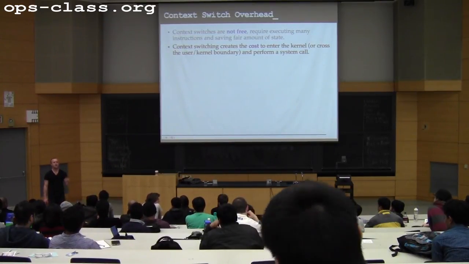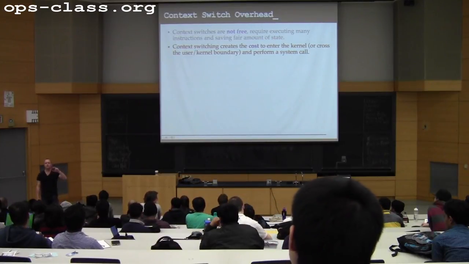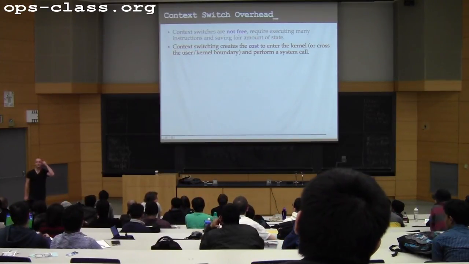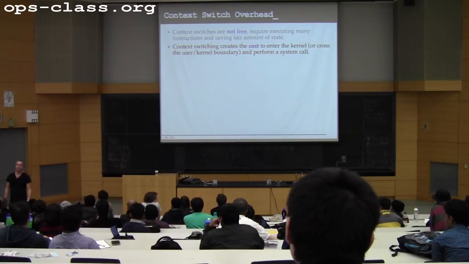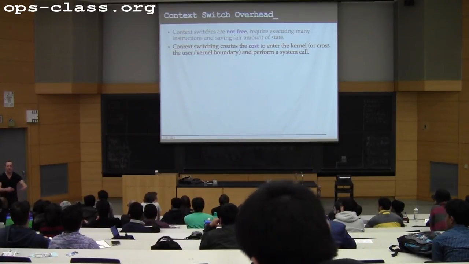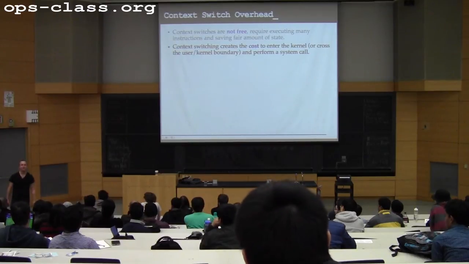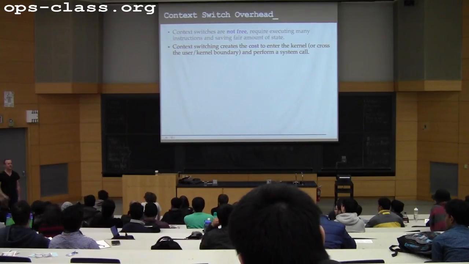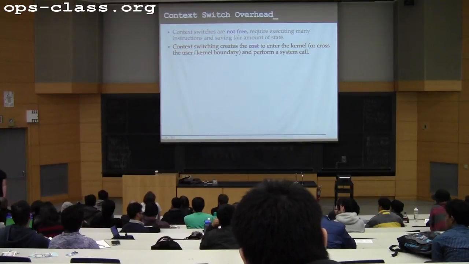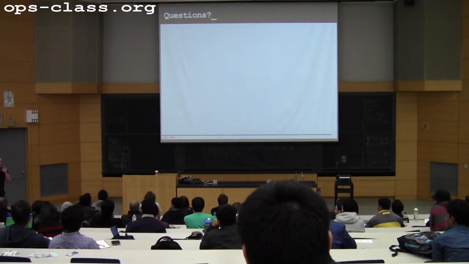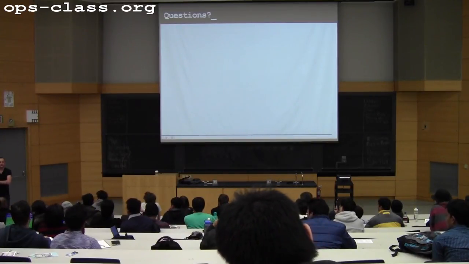If I do it too much, then there's a larger and larger percentage of the time that the system is doing useless work, right? Again, all I'm doing with all the saved state is I'm just going to put it right back, right? So every one of those memory reads and writes is complete and utter wasted cycles, right? OK, any questions about context switches?